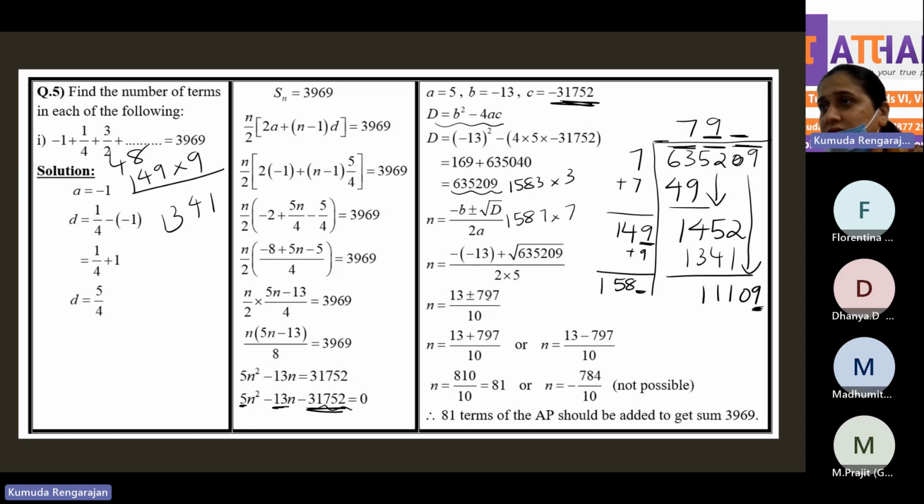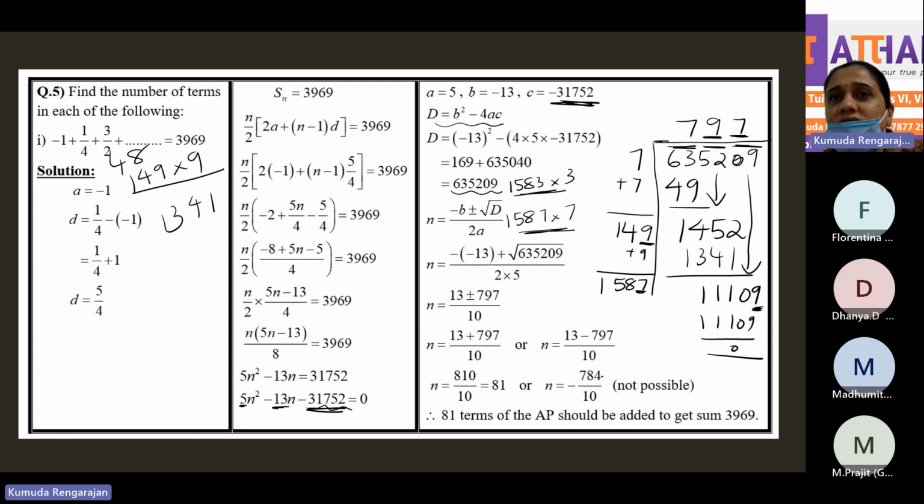The last stage of division. Every time you cannot do this. So from what I've got, it is not 1583 into 3. It's 1587 into 7. Okay? Which will give you 11109 and 0 is the remainder. So we should know this. We have learned in standard 8.